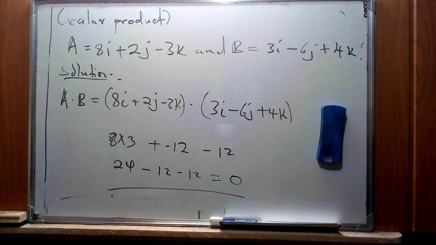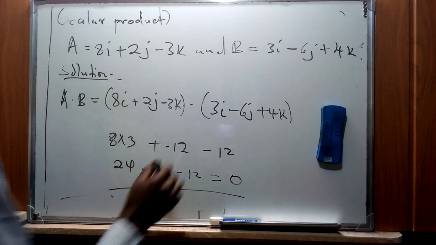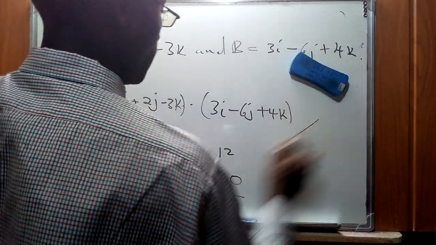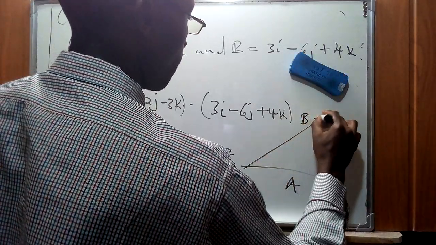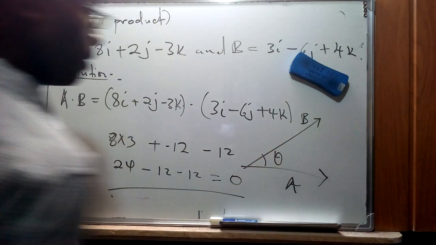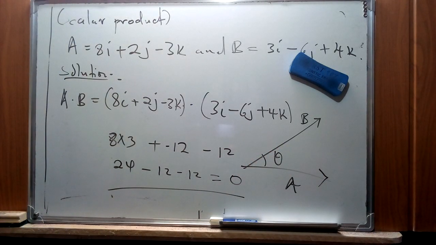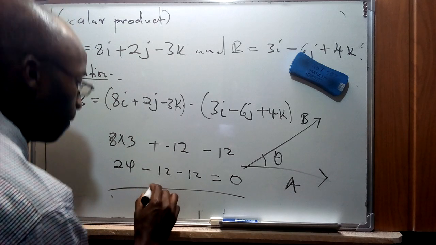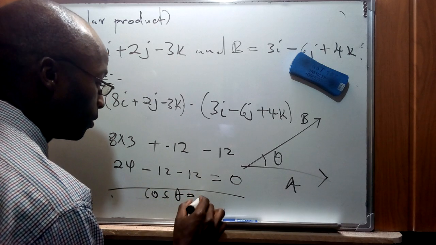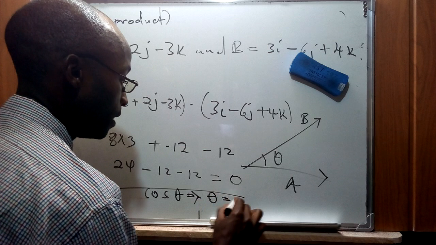So basically, this implies that the angle between the two vectors, as we have discussed about the concept of them being orthogonal, the angle between the two vectors A and B is going to be given by cosine theta equals 0, which implies theta equals 90 degrees.